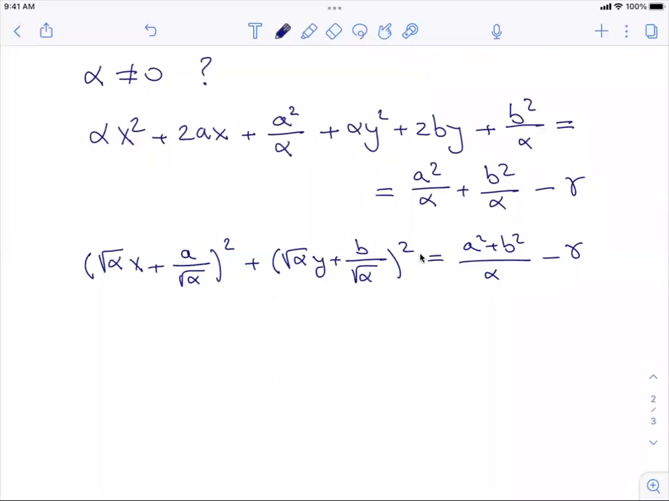Interesting. So let's identify what's going on. These are going to give me the coordinates of the center, and this here is basically telling me what the radius is. But for this to make sense, actually, let me factor this out. Probably that will look easier on the eye.